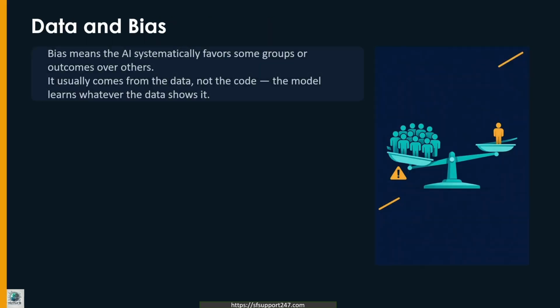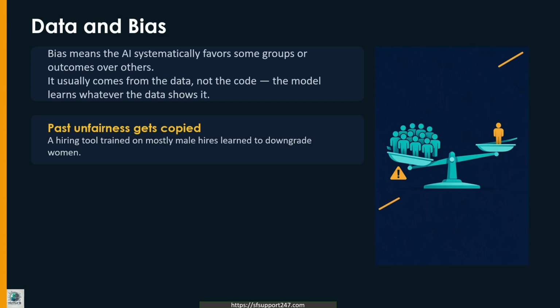Data and bias. Bias means the AI system favors some group of outcomes over others. It usually comes from the data, not the code. People will say that this AI model is biased towards one set of people because the kind of data it trained on may be focused on that. It is not the coding, it is the data that creates this bias. Past unfairness gets copied. A hiring tool trained on mostly male hires learns to downgrade women. This is one of the challenges and problems that need to be actively managed and corrected.